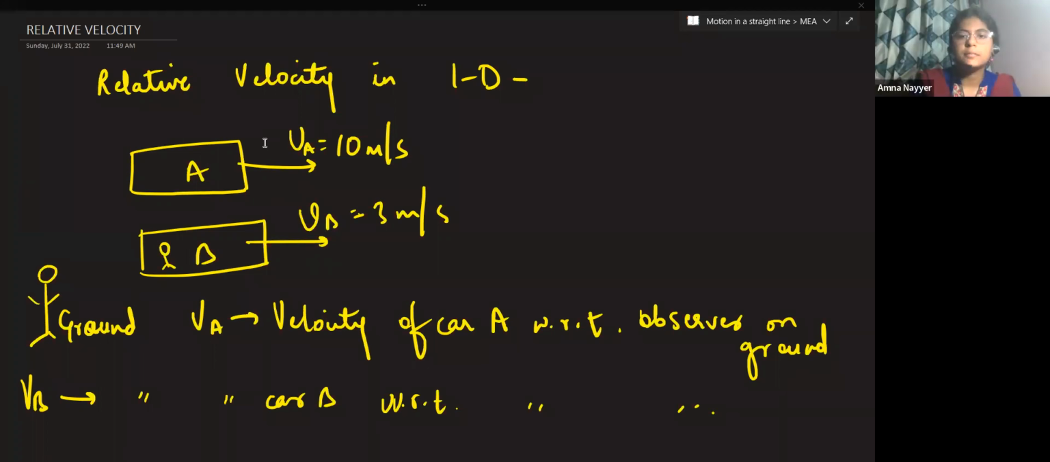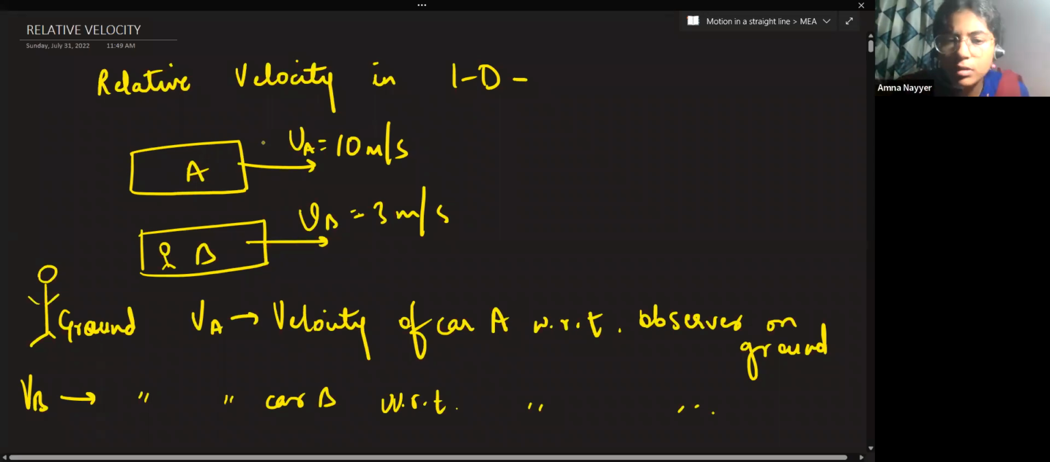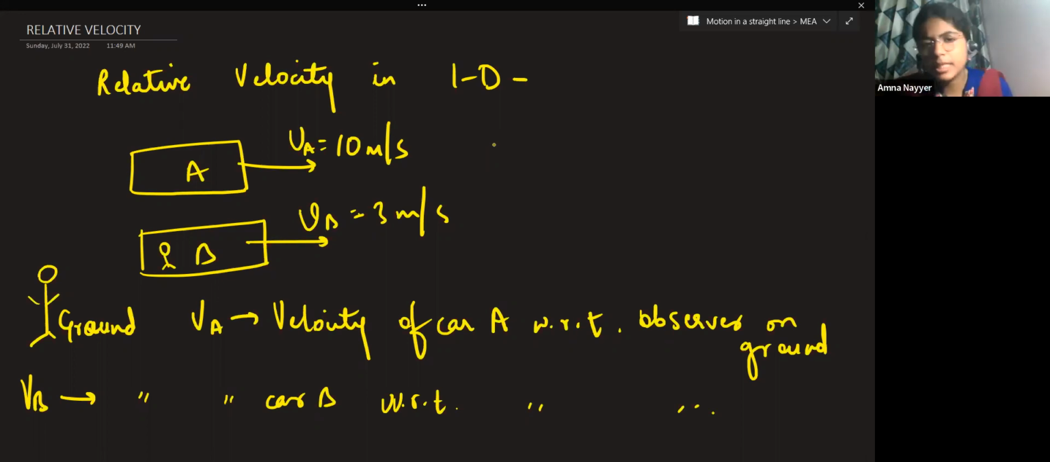All right, class. So I was discussing relative velocity. Now two cars are moving. A is moving with 10 meter per second. B is moving with 3 meter per second. A person is standing on the ground. Then the person sees the velocity of car A as 10 meter per second, and the person on the ground observes the velocity of B as 3 meter per second.